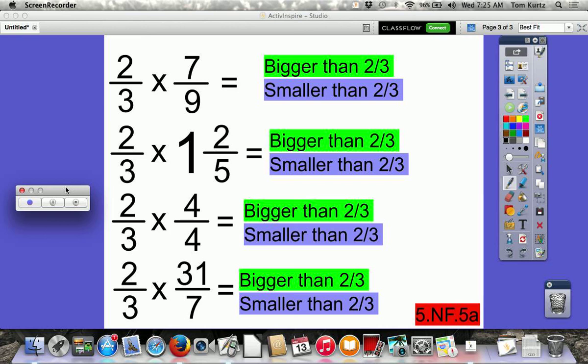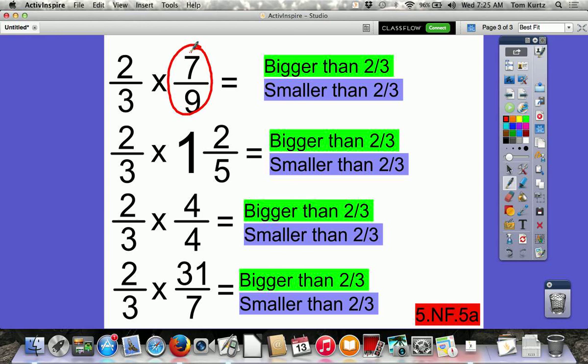So we take a look at the first one here, 2/3 times 7/9. Well, 7/9 in this case is a normal fraction, which means it's less than 1. So if we multiply anything by something less than 1, you're going to get a smaller answer. So if you take 2/3 times any fraction, you're going to get an answer that's smaller than 2/3.